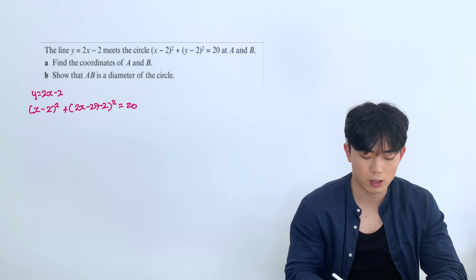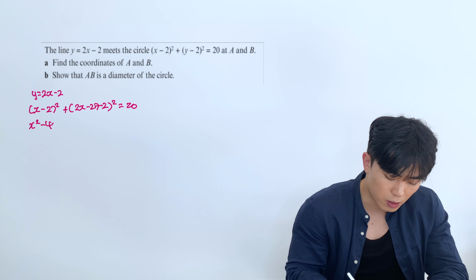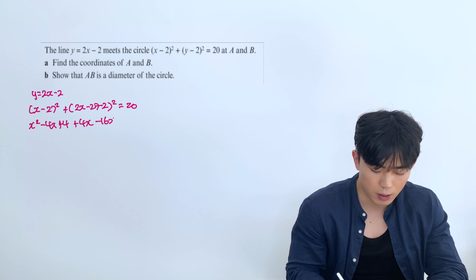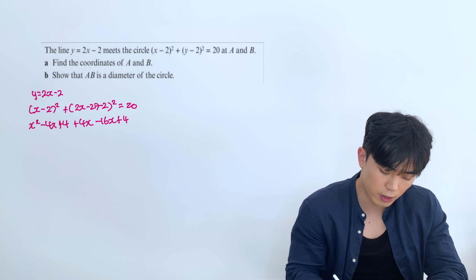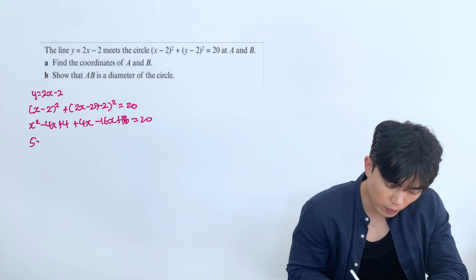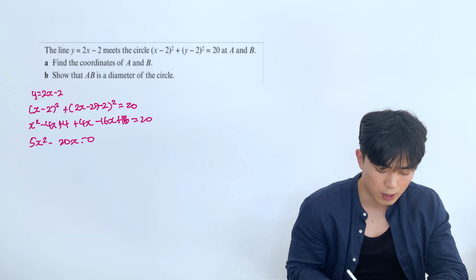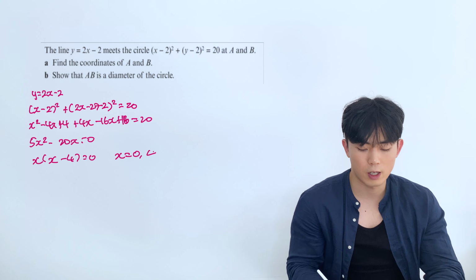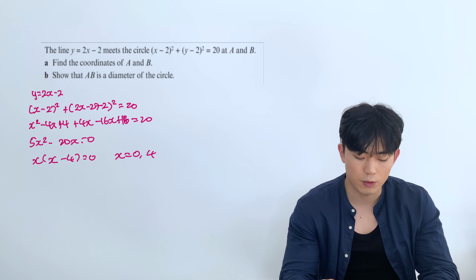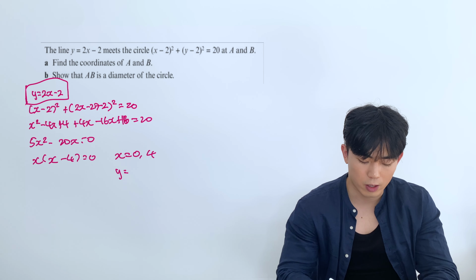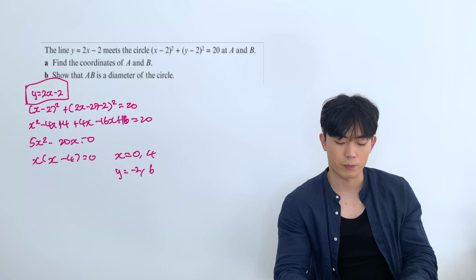Now just rearranging for x. So we get x squared minus 4x plus 4, plus 4x squared minus 8x plus 4, is equal to 20. I can rearrange and get 5x squared minus 20x is equal to 0. So therefore I can factorize: 5x times (x minus 4) is equal to 0. So x is going to be 0 or 4. These are the x positions for A and B. To find y, I can just plug it back into the y equation. If x is 0, y is minus 2. If x is 4, y is 6. So these will be the coordinates of A and B.